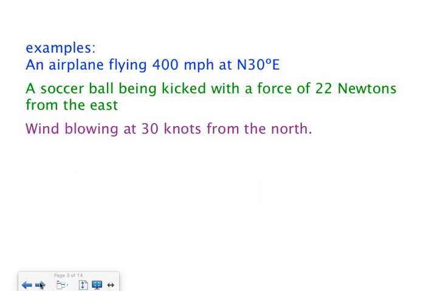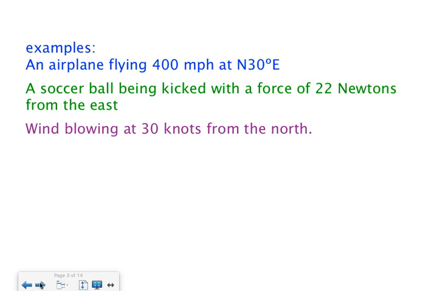Some examples that have length and direction are airplanes flying at 400 miles per hour. I'm not an aviation person. I'm not sure how you read this. I don't know if N stands for newtons or if it stands for north. North 30 degrees east, sorry. Because you're going northeast, it seems to make more sense to just have northeast.